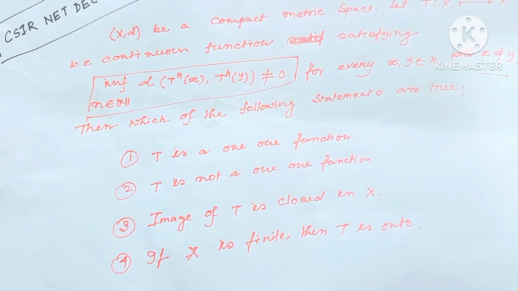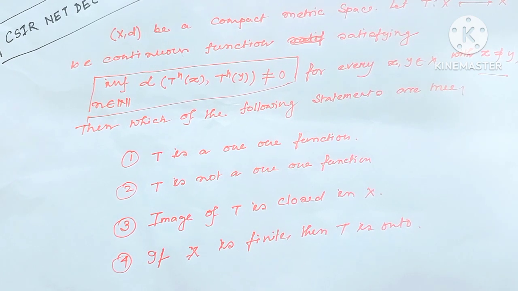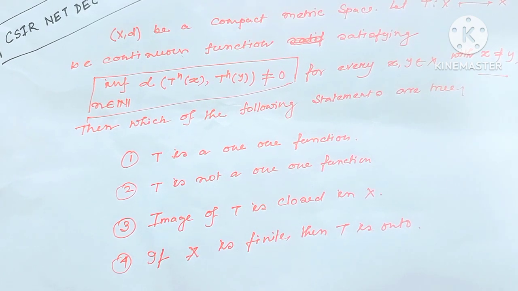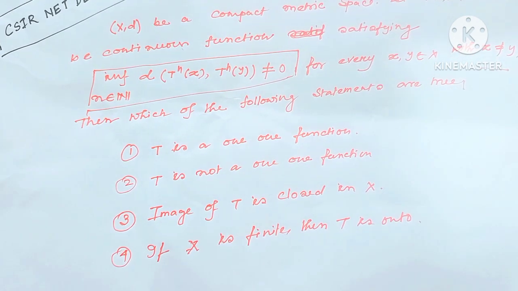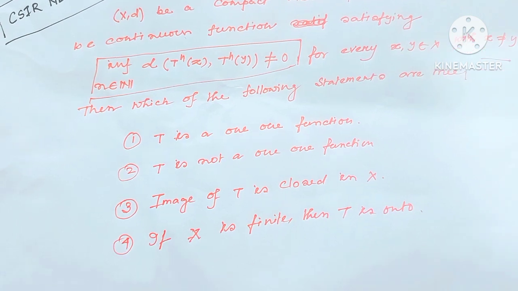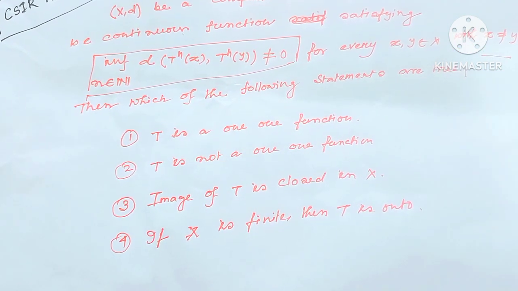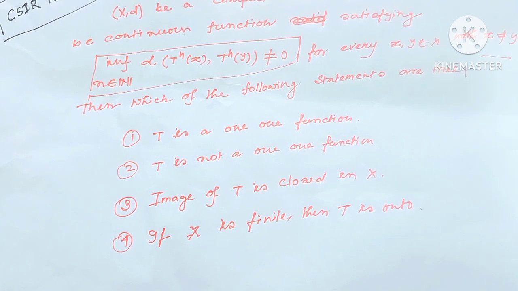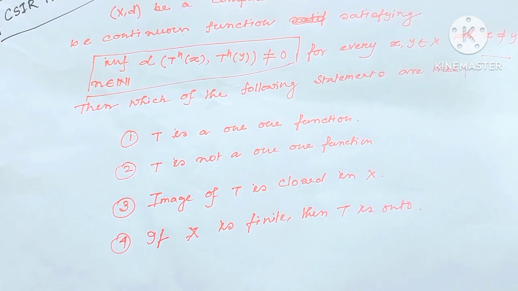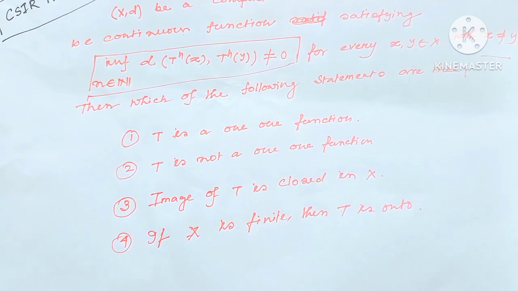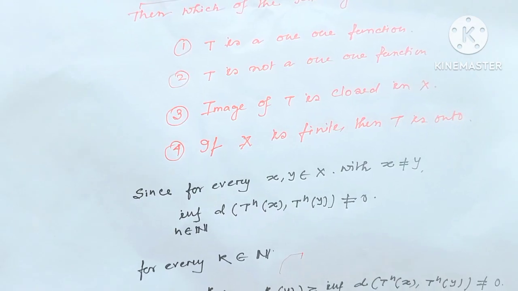Then which of the following statements are true? Option 1: T is a one-to-one function. Option 2: T is not a one-to-one function. Option 3: the image of T is closed in the metric space X. Option 4: if the metric space is finite, then T is onto. At first, just think yourself, then see my video. Let's see the solution.